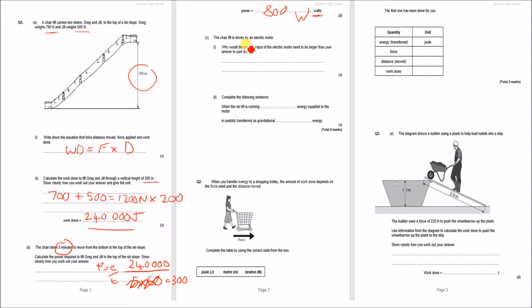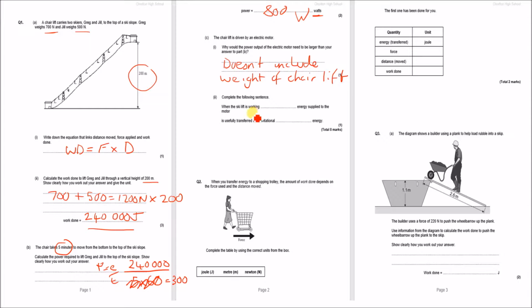Okay, the chairlift is driven by an electric motor. Why would the power output of the electric motor need to be larger than your answer to part B? Well, if you think about it, the chairlift carries 2 skiers, but all we've had is the weight of the 2 skiers. There's been no description of the weight of the actual chairlift, so it doesn't include the weight of the chairlift.